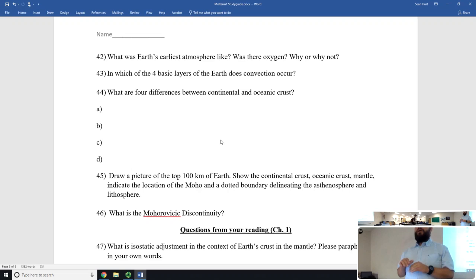So just remember there was no oxygen. It was probably a lot like Mars or Venus, where it's mostly carbon dioxide. Probably other things, probably hydrogen or methane, things like that as well. But it's probably mostly carbon dioxide.